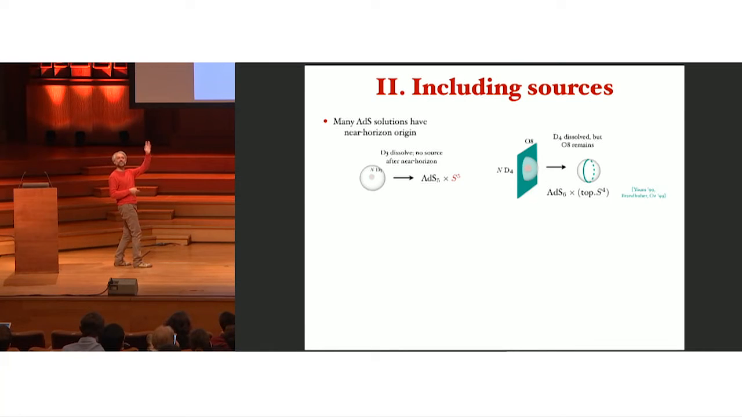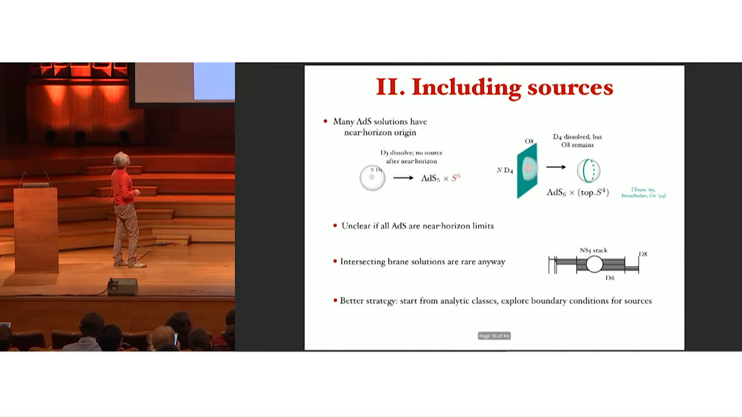This is more or less the reason that you can expect any backreacted source to exist at all. But why is this really helpful? Well, first of all, it is unclear whether all AdS solutions come from a near-horizon limit of anything. And even when we think we have a good reason to believe so, concrete explicit solutions that represent intersecting brane systems are hard to come by. For example, for this complicated system here, good luck finding the explicit backreacted solution. So a better strategy proves to be to start from some analytic classes and explore what the boundary conditions give you.